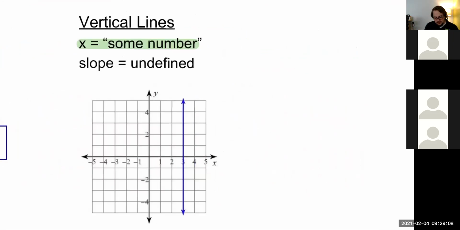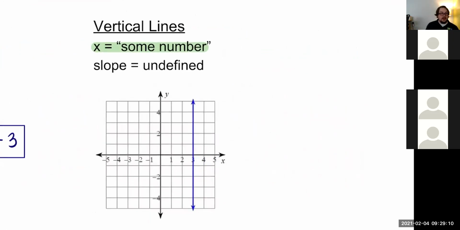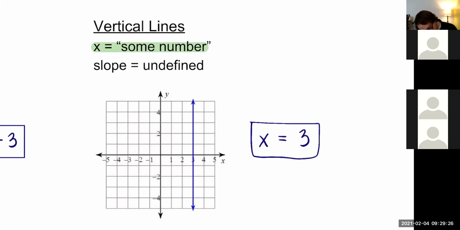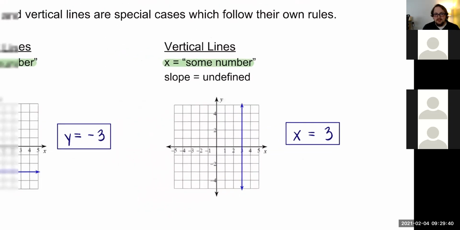Now, this one also has been given to us visually. What would be the equation for this one? x equals what? 3. 3. Perfect. Wow, that was unexpected. There we go. Sometimes my little drawing tool here likes to make random shapes.